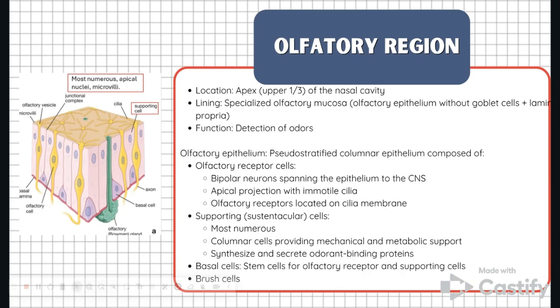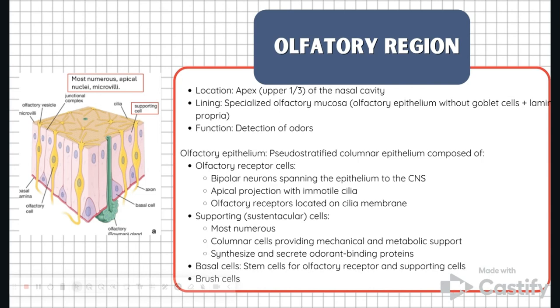Okay, now we're done with the nasal region. We're going to talk about the olfactory. So we talked about the vestibule, we talked about the respiratory region. Now we're going to talk about the olfactory region. The olfactory region was the bit at the top that we saw, makes up the upper third. So it's specialized olfactory mucosa. What does that mean? This is the area that is in charge of smell.